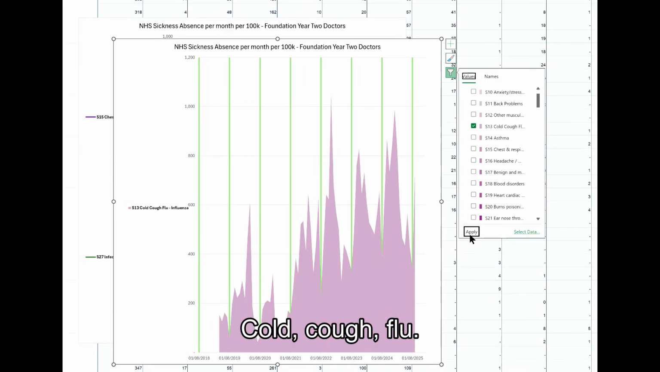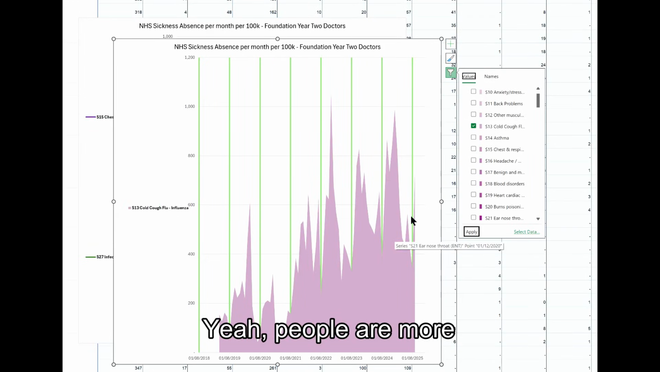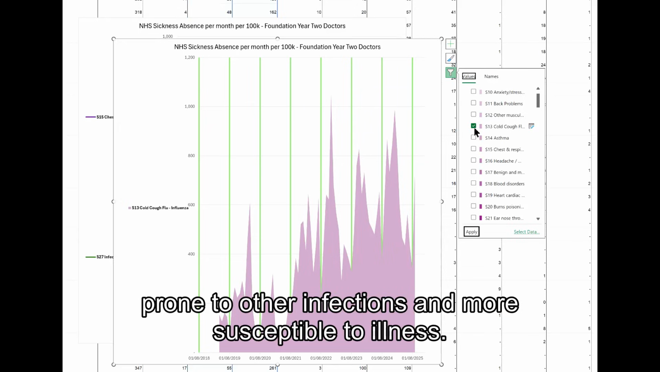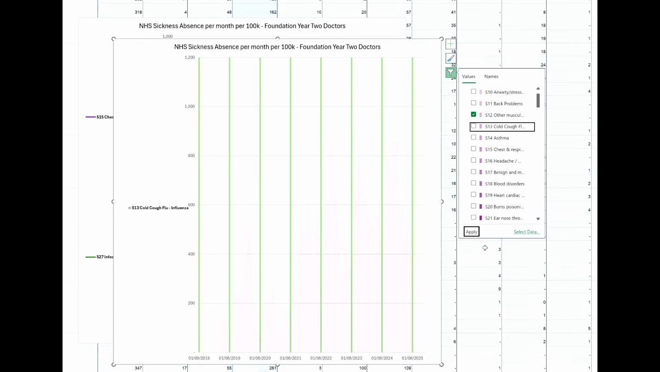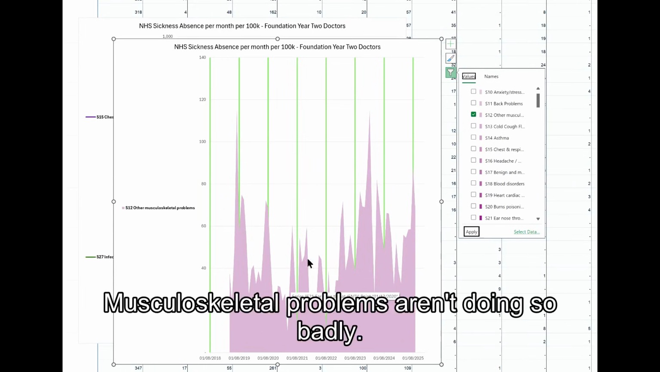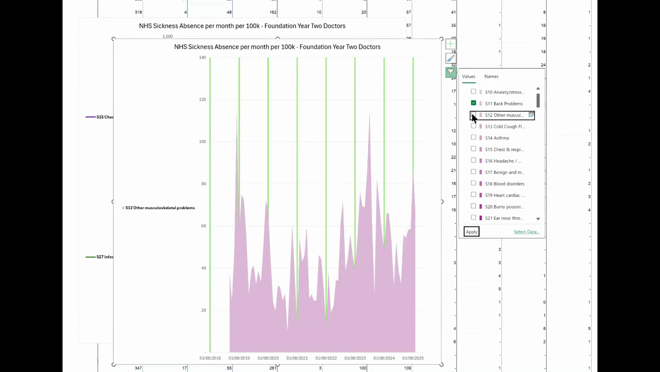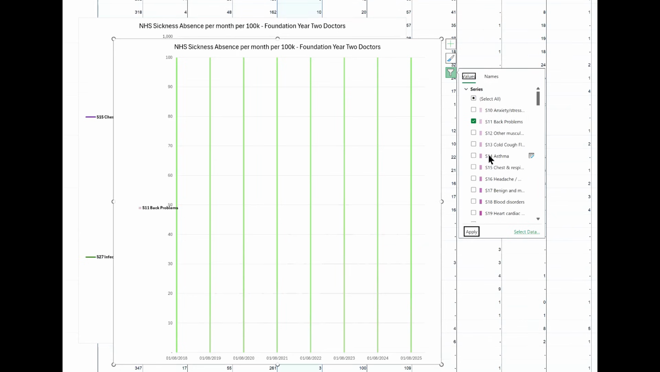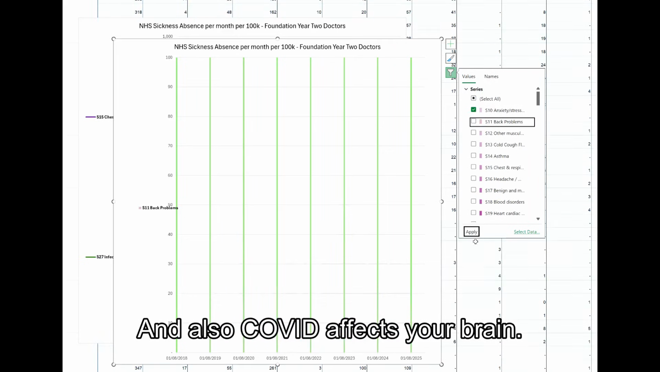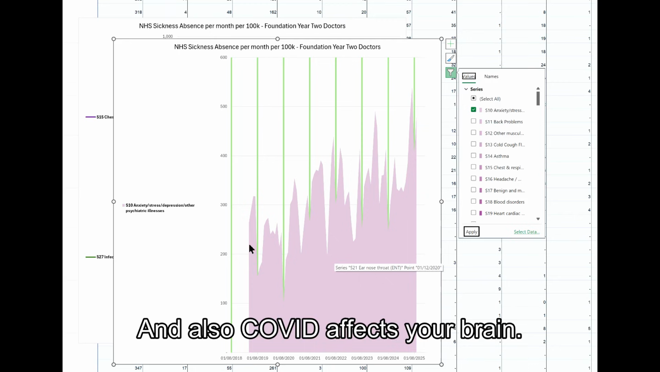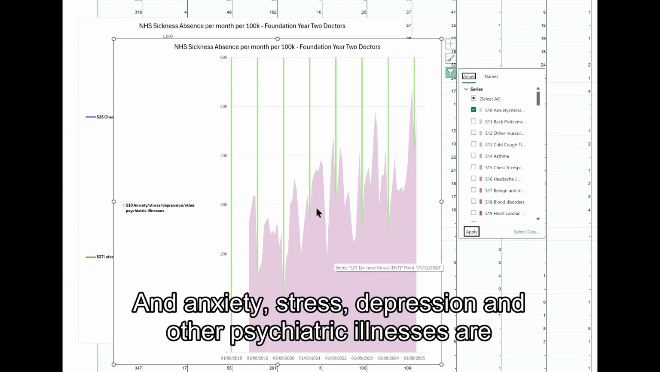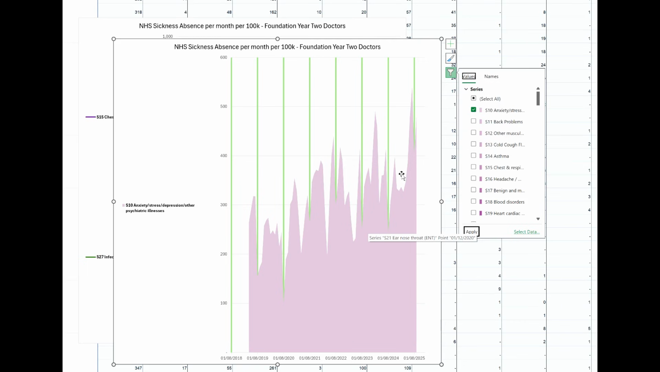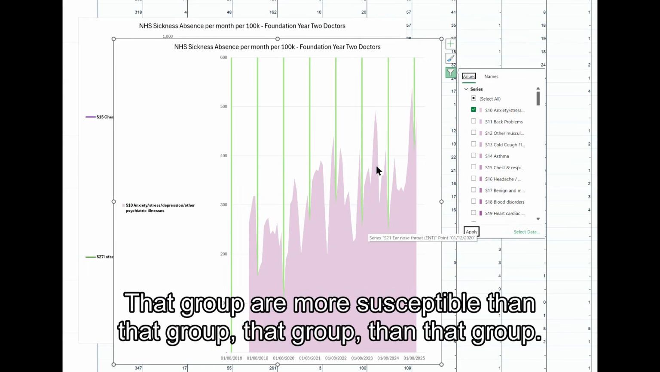Cold, cough, flu. Yeah, people are more prone to other infections and more susceptible to illness. Musculoskeletal problems go up so badly. Back problems. And also COVID affects your brain. And anxiety, stress, depression, and other psychiatric illnesses are illnesses of the brain. This group are more susceptible than that group. That group are more susceptible than that group, that group, and that group.